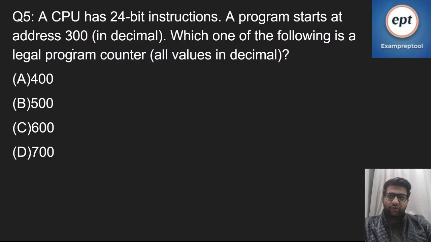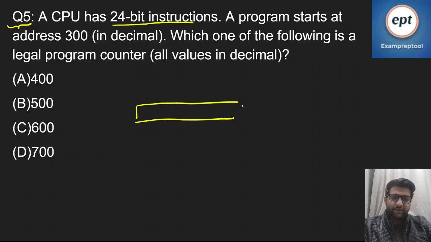Right? So moving on to question number 5. Question number 5 says a CPU has 24-bit instructions. So every instruction is of 24 bits, right? Or we can say 3 bytes.